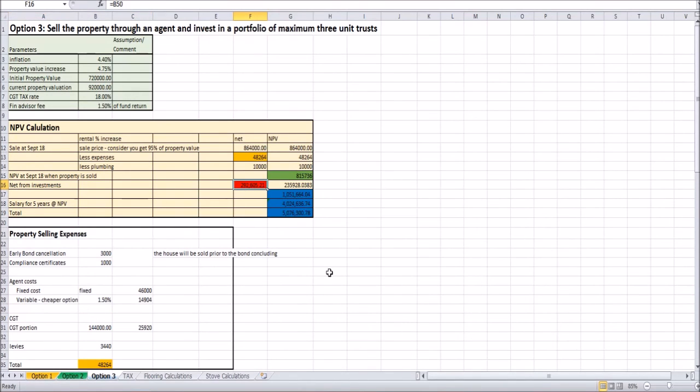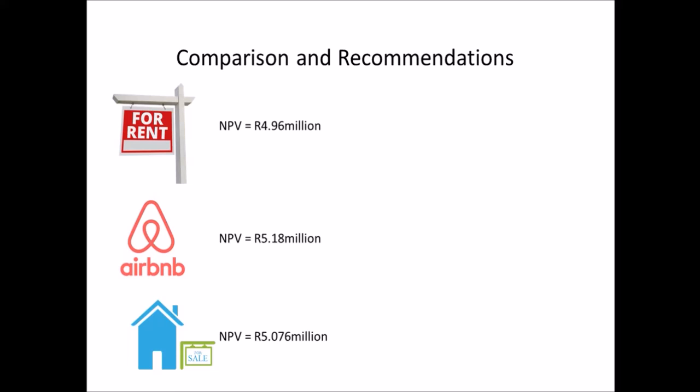If we bring this back to the NPV of 250,000 rand and adding her salary, this option will have an NPV value of 5.076 million rand. So in comparison, we see that the net present values after 5 years for the 3 options are: for option 1, 4.96 million rand, for option 2, 5.18 million rand, and for option 3, 5.076 million rand. Option 2 is feasibly the best option for her to take.